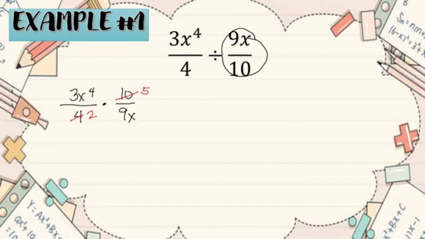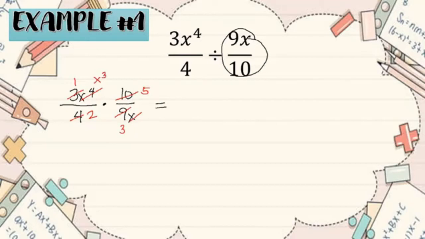How about 3x to the 4th and 9? We could still cancel out 3 and 9 because they have a common factor of 3. So 3 divided by 3 is 1. 9 divided by 3 is 3. Now let's have x. x and x to the 4th. So there is 1x and there is x to the 4th. If we cancel that out, there still remains x cubed.